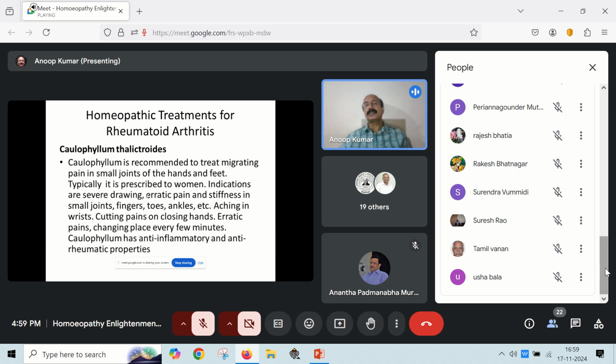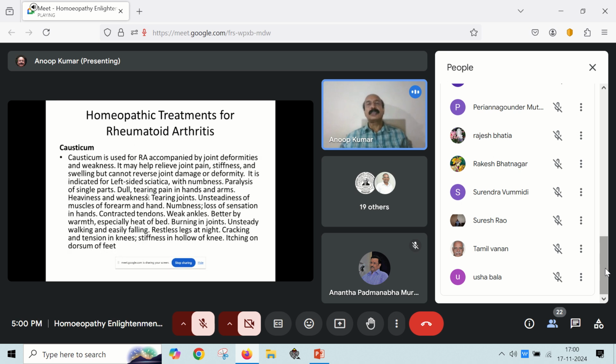Chlorophyllum is recommended to treat migrating pain in small joints of the hands and feet. So hands and feet, which are called small joints, typically it is prescribed to women. Indications are severe drawing, rheumatic pain and stiffness in the small joints, fingers, toes and ankles. Aching in the wrist. Cutting pain on closing hands. Erratic pain, changing place every few minutes. Like it will be on the tip of the finger, it will move to another place. It will keep on moving. Chlorophyllum has anti-inflammatory activity and anti-rheumatic properties also. So it is a very good medicine and is mostly given for women patients.